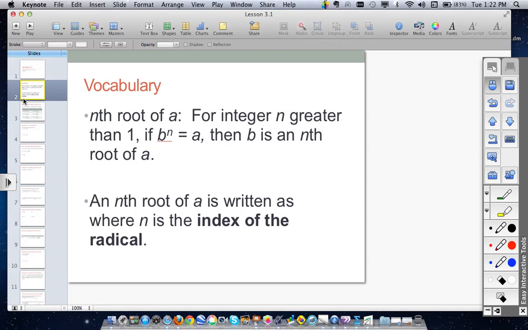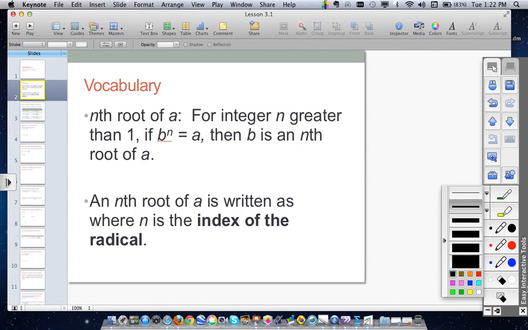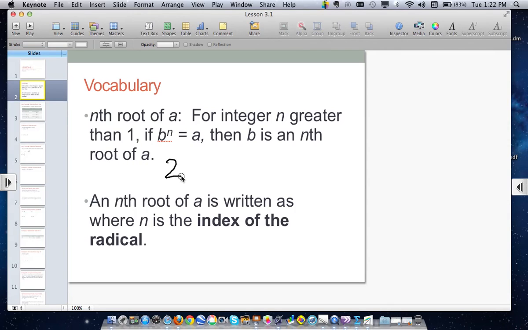So our first vocabulary terms are, when we talk about the nth root of a, we're talking about, for an integer n that is greater than 1, if b to the nth power is equal to a, then b is what we call an nth root of a. So for example, 2 to the third power equals 8. So if I want to find the third root of 8, that would be 2. So the nth root, the third root, or the cubic root of 8 would be equal to 2.